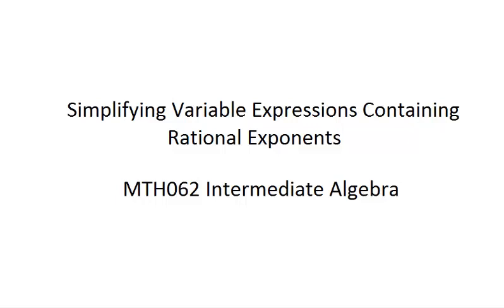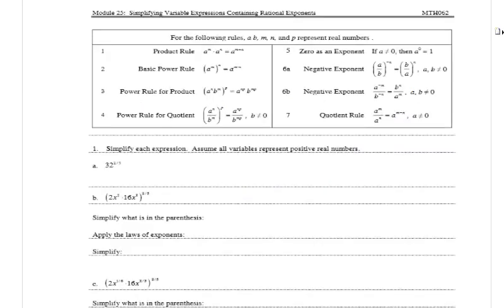In this video, we're going to look at simplifying variable expressions containing rational exponents. So again, we have a reminder of the laws of exponents, which we saw in earlier modules. And in number 1, it wants us to simplify each expression, assume all variables represent positive real numbers. So we have 32 to the 2/5.